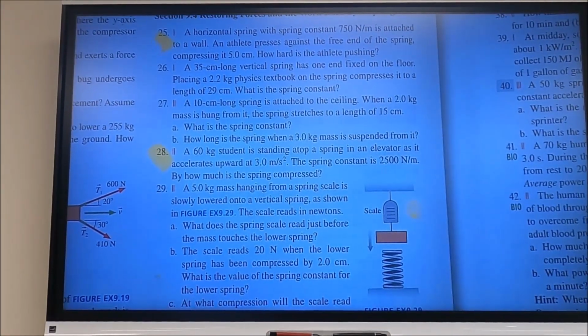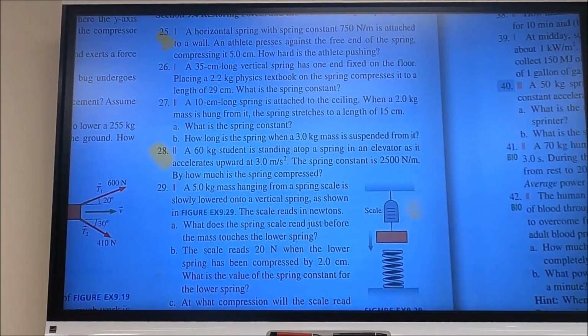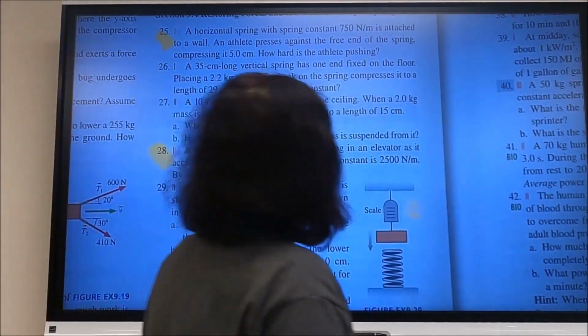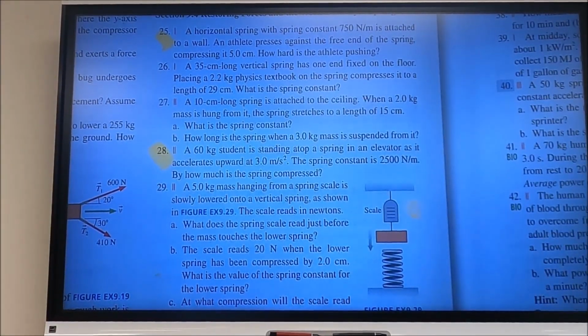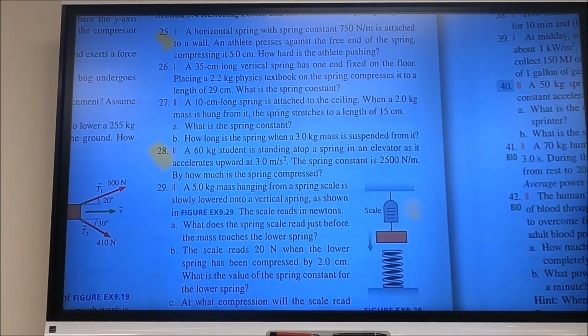There. So it says a 10 centimeter long spring is attached to the ceiling. When a 2 kilogram mass is hung from it, the spring stretches to a length of 15 centimeters. What is the spring constant? So in this problem, we're trying to find K, the spring constant. Okay?